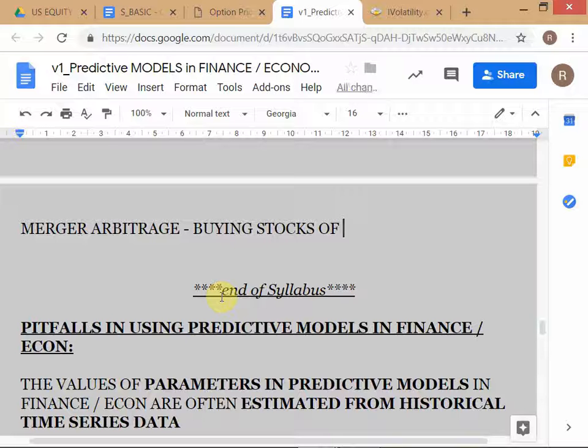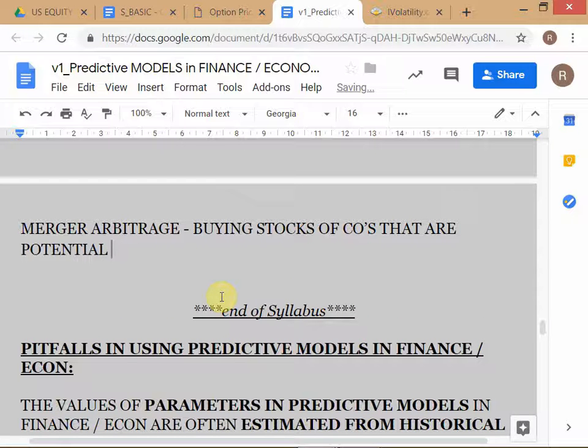Buying stocks of, let's say, companies that are potential targets, before a merger is officially announced. The sentence is not very well constructed, but you'll know what I mean.